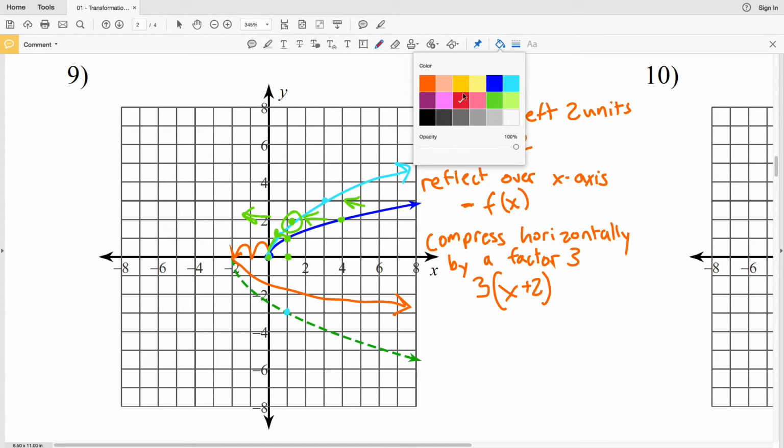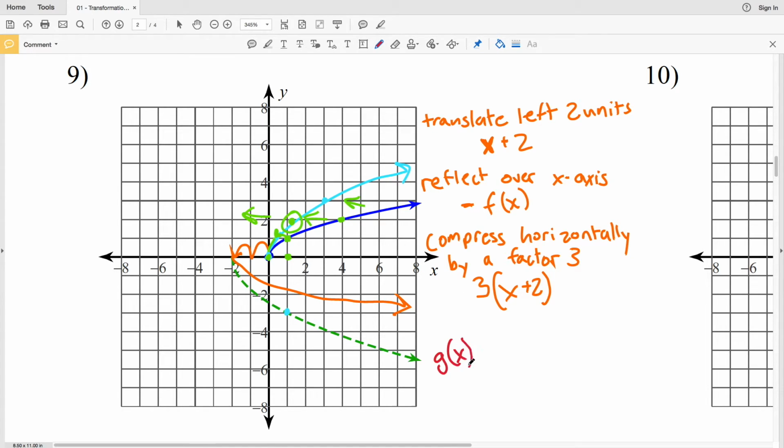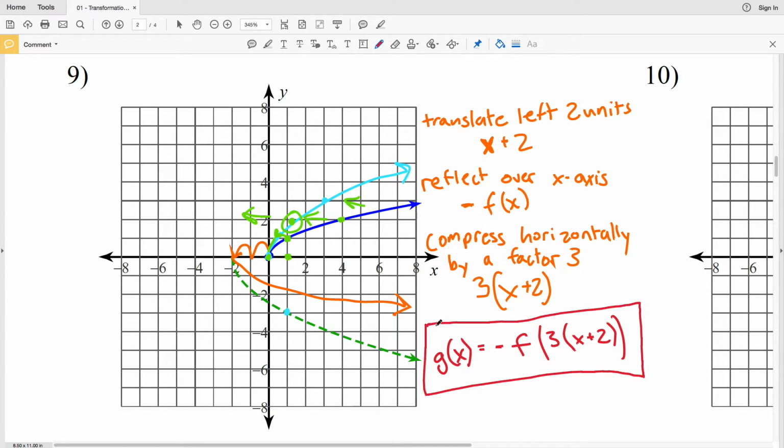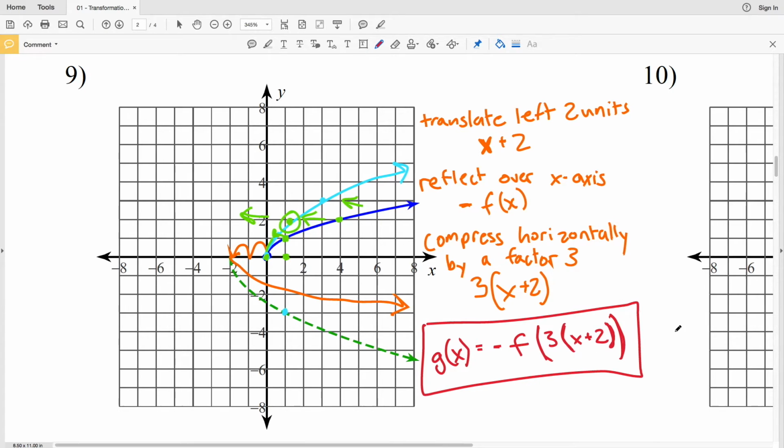So now we just need to write g of x in terms of f of x. So g of x equals the opposite of our function, because that was the only thing done to the function itself. So we're going to take the opposite of f of 3 times x plus 2. So here are our transformations that happened within the function and the ones that happened outside of the function. So g of x equals the opposite of f of 3 times x plus 2. Let's continue on to number 10.